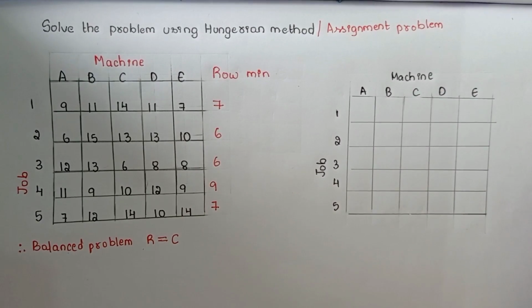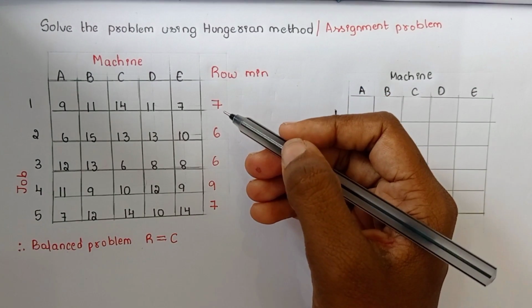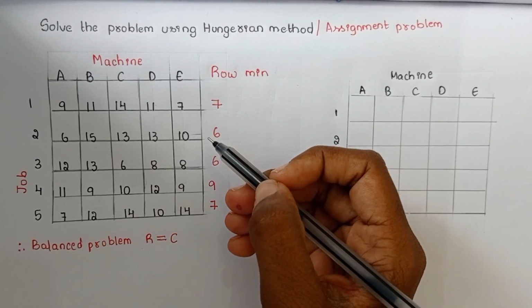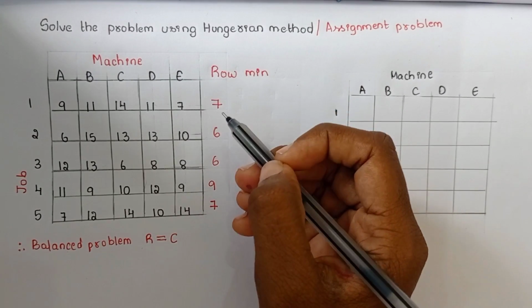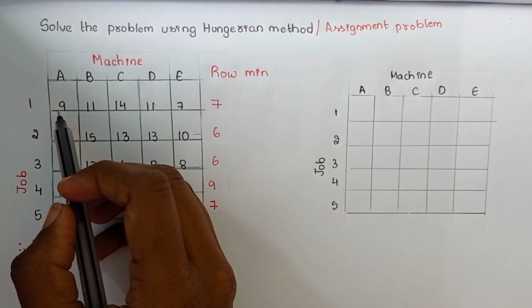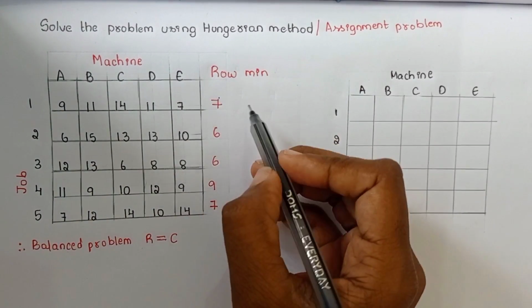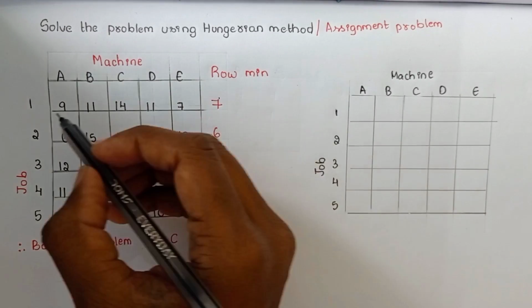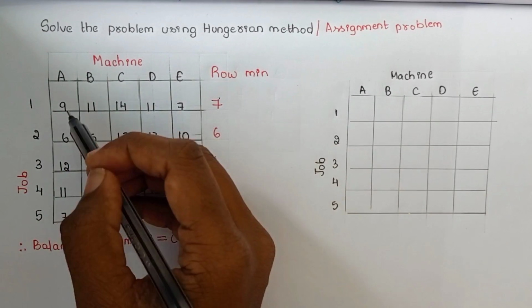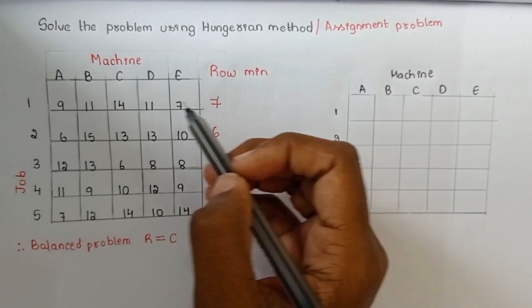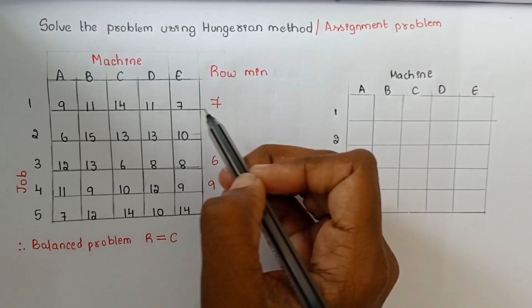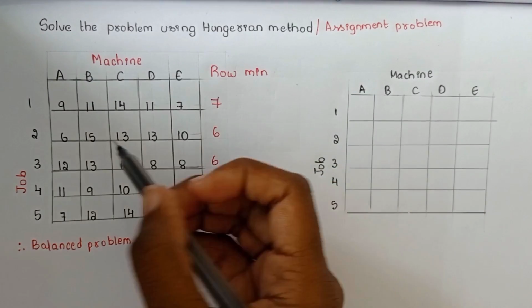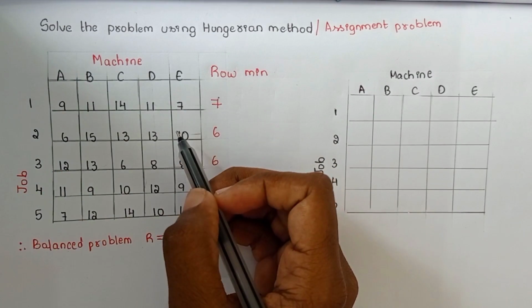So now what we have to do is, we have identified the row minimum, right? We have identified the least value in each row and noted it. From these values we have to deduct the other values in the row. For example, the minimum value in the first row is 7. So we have to deduct 7 from each value in this row: 9 minus 7, 11 minus 7, 14 minus 7, 11 minus 7, and 7 minus 7. Like this, from each row's minimum value, we have to deduct the values inside the matrix.